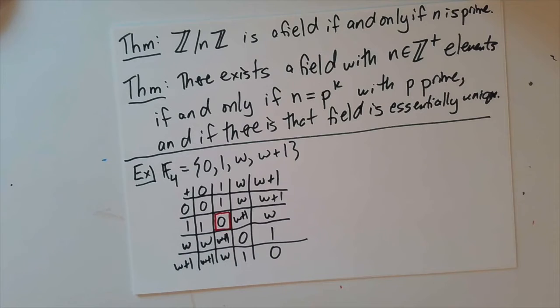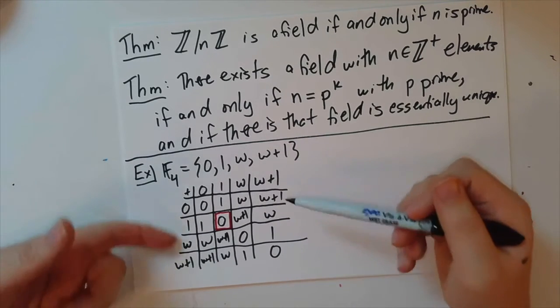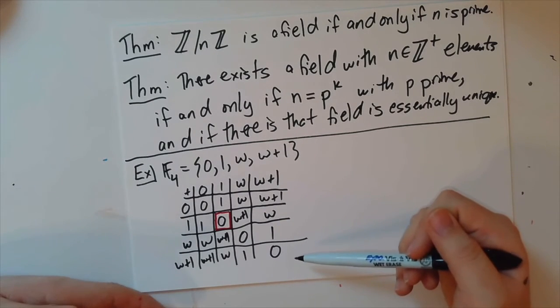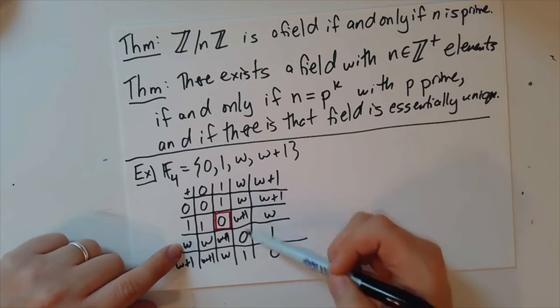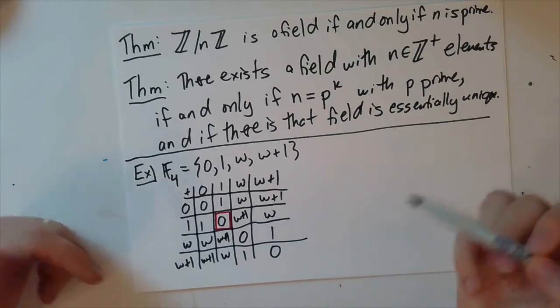And so if you want to interpret this, basically everything here follows from the idea that everything's happening mod 2. So for example, omega plus omega is also 0, because that would be 2 omegas, and 2 is 0.